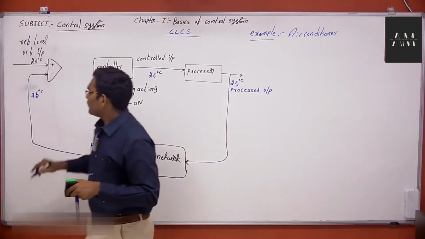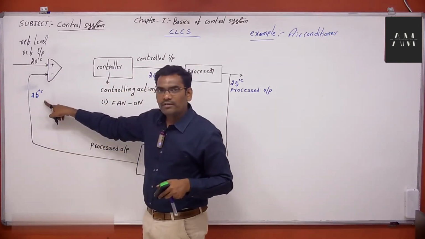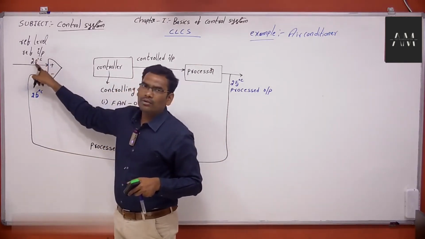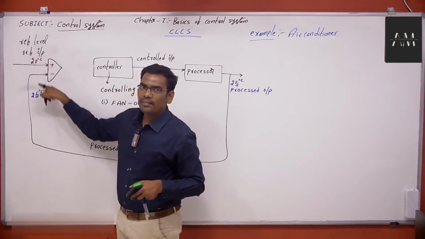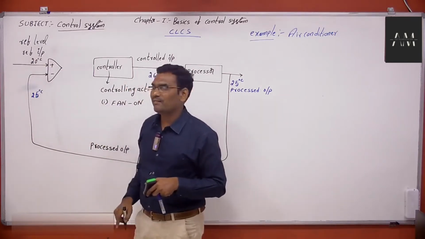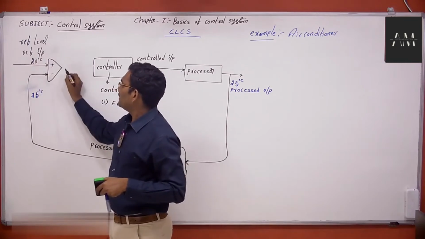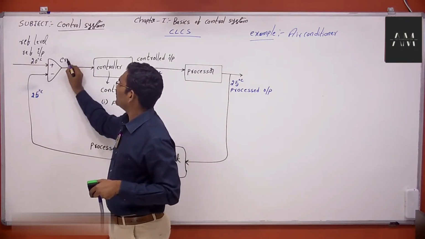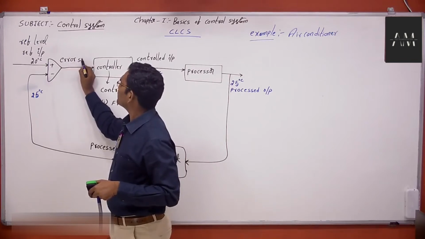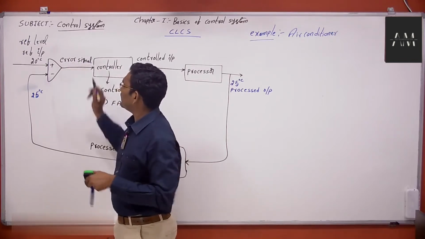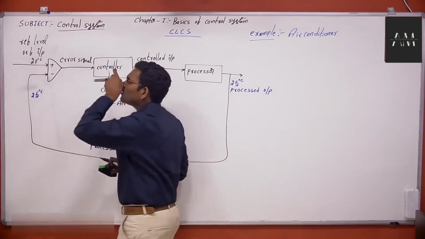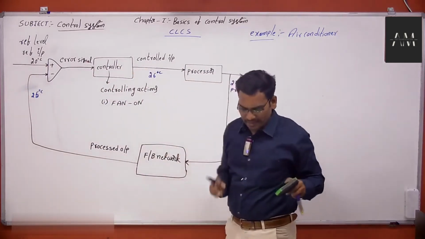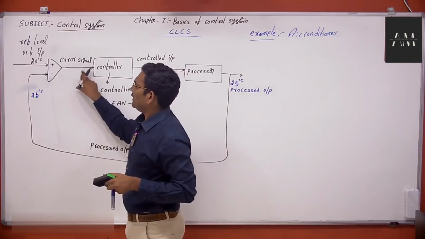Now if you observe here, what is the processed output? 25 degrees centigrade. What is the reference level? 20 degrees centigrade. Is there any deviation? Is there any difference? Yes, there is a difference. Yes, there is a deviation. That deviation, that difference, is nothing but the error signal. How much is the error? This is 25 degrees centigrade, this is 20 degrees centigrade, so the deviation is 5 degrees centigrade. Therefore, that is the error signal.